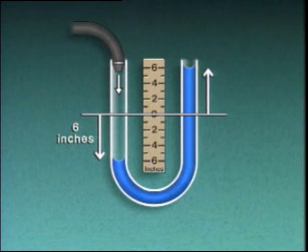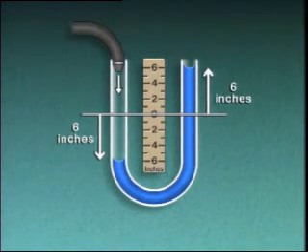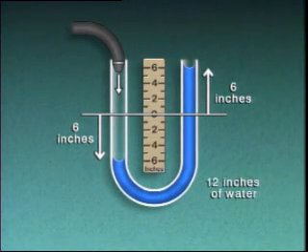In this example, the liquid in one leg is 6 inches below zero, and the liquid in the other leg is 6 inches above zero. So the pressure being applied is 12 inches of water.